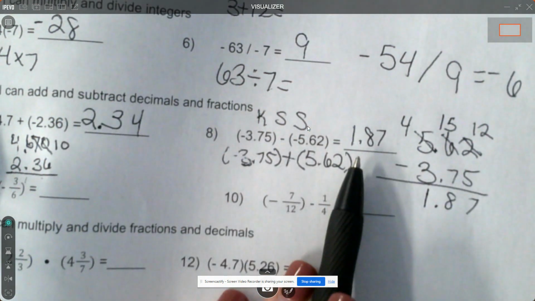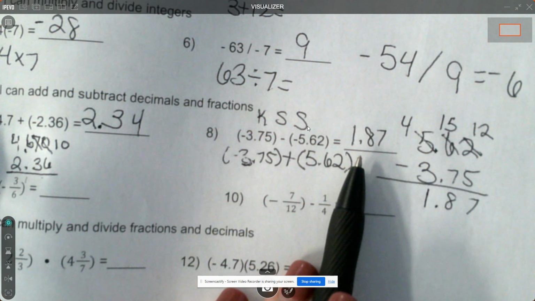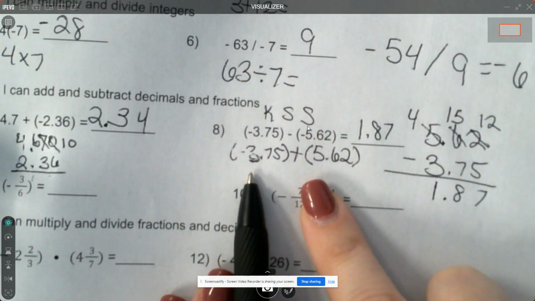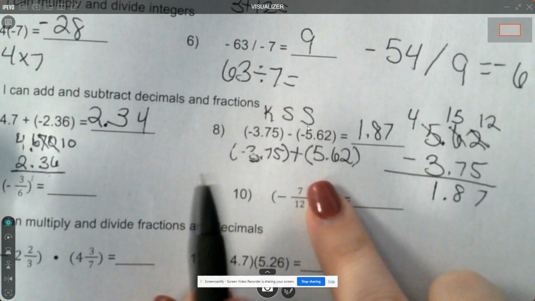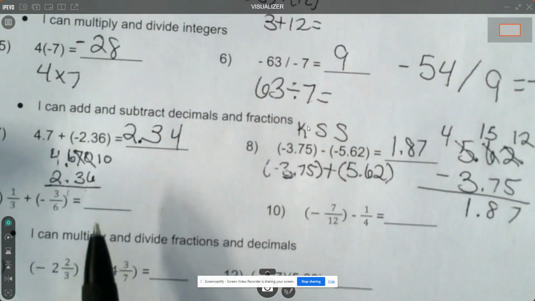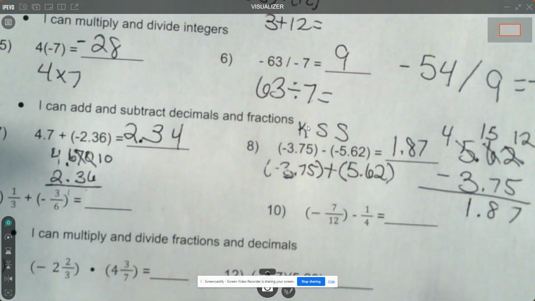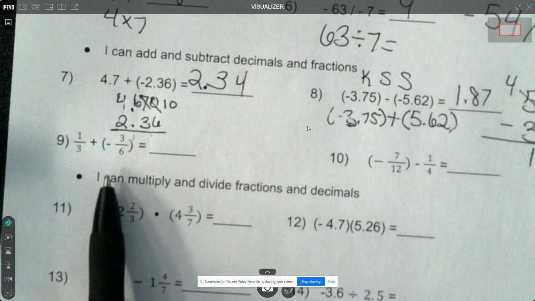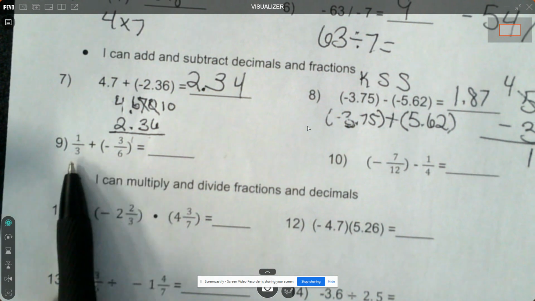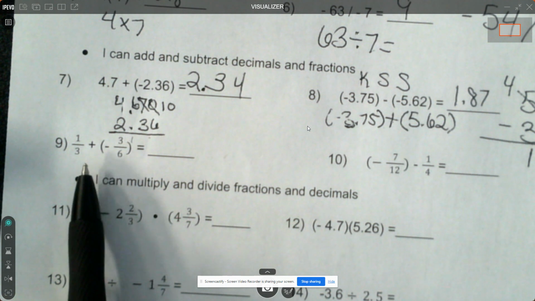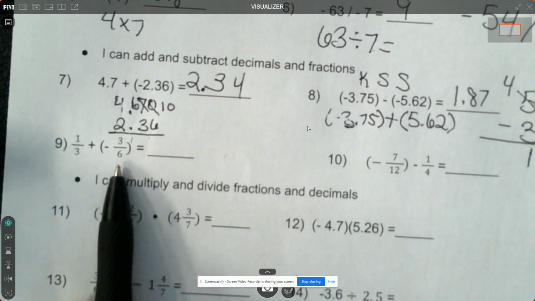But is it going to be positive or negative? Keelan? Which one's bigger, the negative 3 or the positive 5? So my answer is going to be positive. So remember, if they're different signs, the bigger one keeps the sign. Now my fractions. Same rules. If these are different signs, I'm going to subtract, but my bottom number is different. So how can I turn my 3 into a 6, Landon?